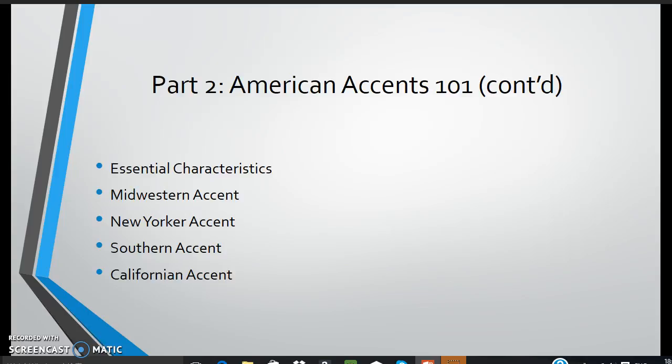Another essential characteristic is that words like lot and rod are pronounced with an unrounded vowel. An unrounded vowel is basically a vowel that has not been pronounced completely. So we have lot, rod, cod, Todd, which is a very popular American name, and of course several others.